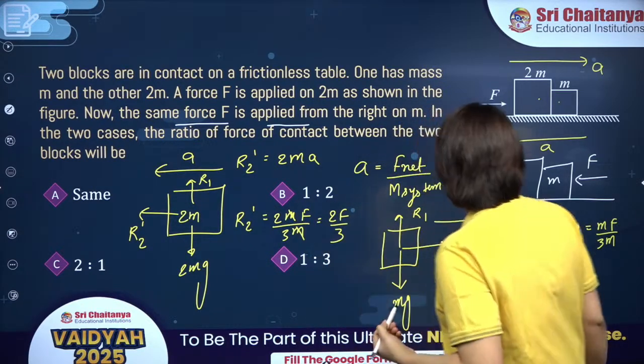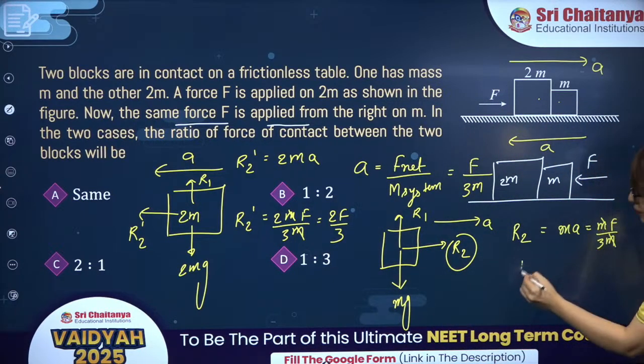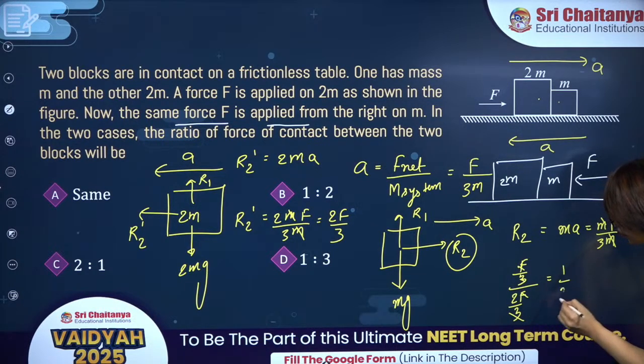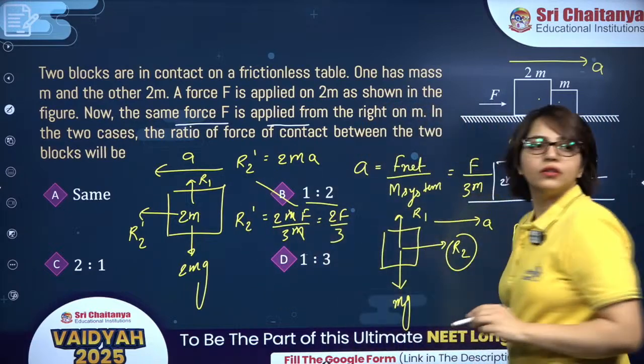So over here, if you take the ratio of R2 to R2 dash, R2 is F by 3 and R2 dash is 2F by 3. So it will be 1:2. So the correct answer is option B, which is 1:2.